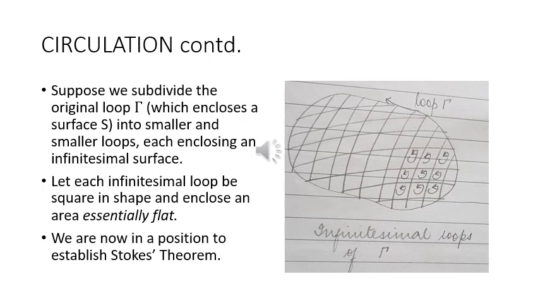So now what we do is, we take the loop gamma and we subdivide this original loop, which encloses a surface area S, into smaller and smaller loops, each enclosing an infinitesimal surface. And let each infinitesimal loop be square in shape and enclose an area which is essentially flat. Now we are in a position to establish Stokes theorem.